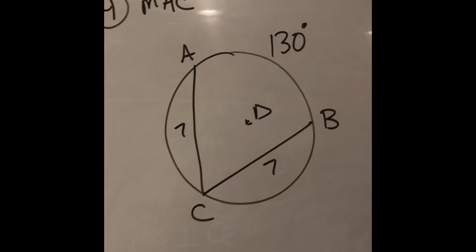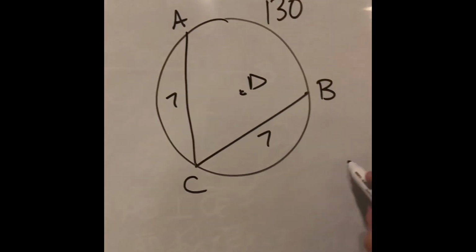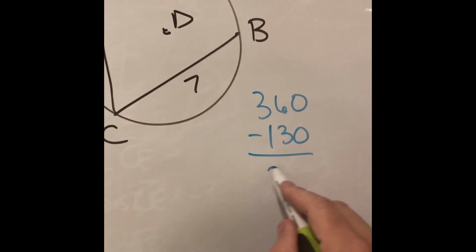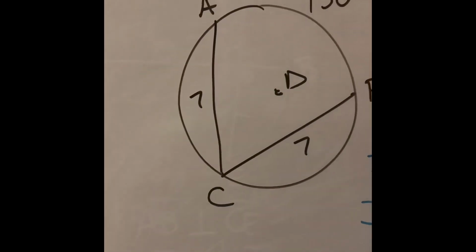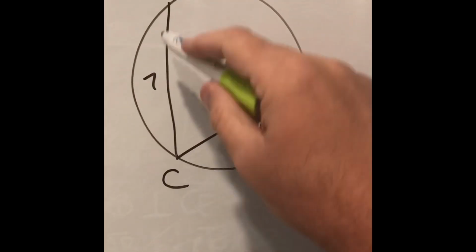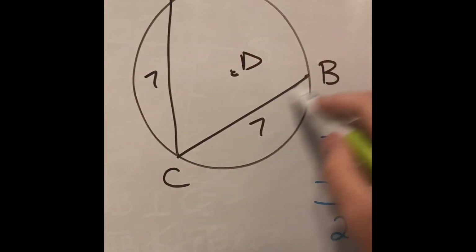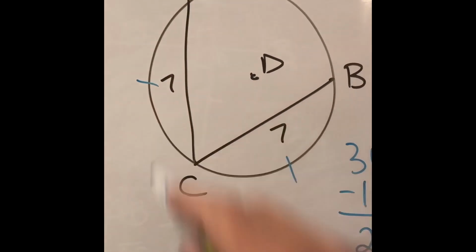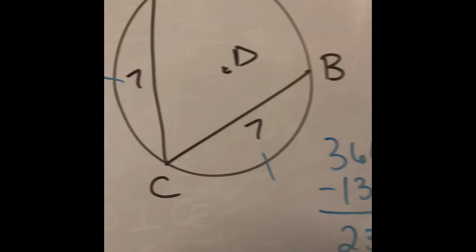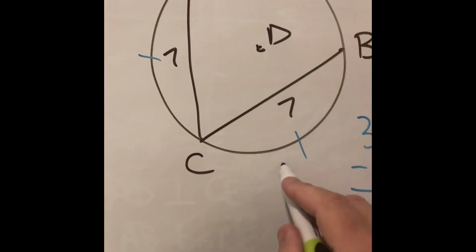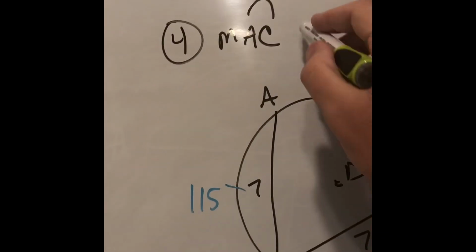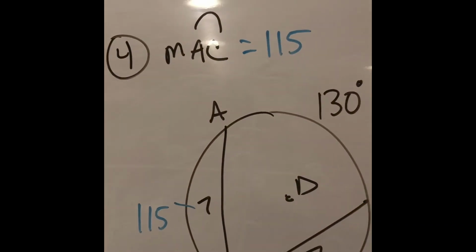Okay? We go to number 4, same thing going on. Arc AB is 130. So we know in a circle it's 360 degrees, and if I subtract 130 from that, that gives me 230 degrees. Chord AC and chord BC are both congruent to each other. They're both 7. So that tells me that the 2 arcs are also going to be congruent to each other. So then we need to take our 230 and cut it in half again. These are both 115, so that makes arc AC 115, okay?